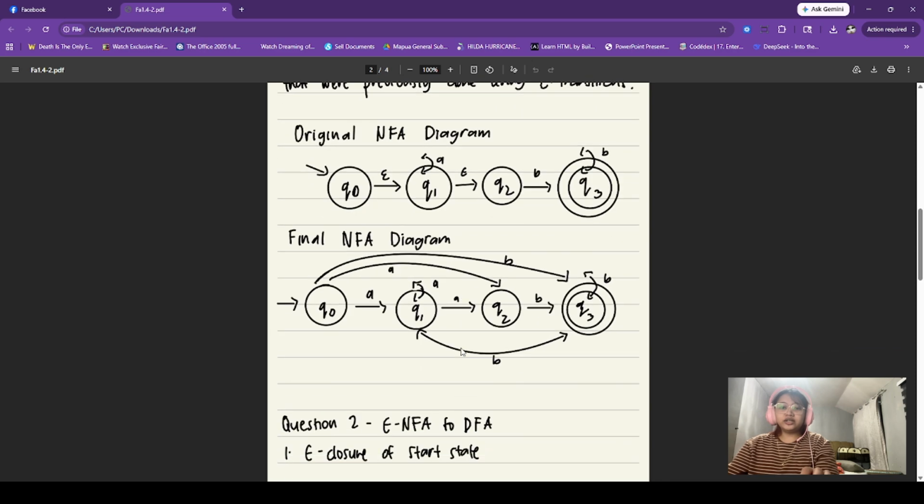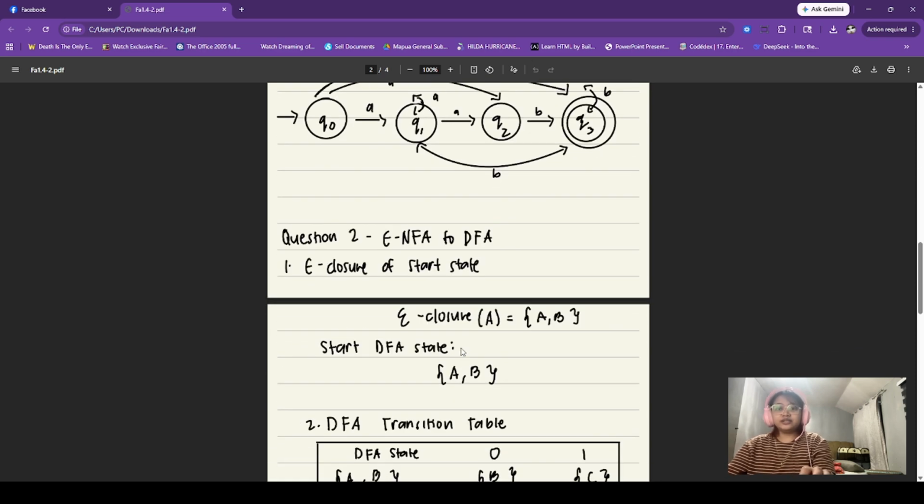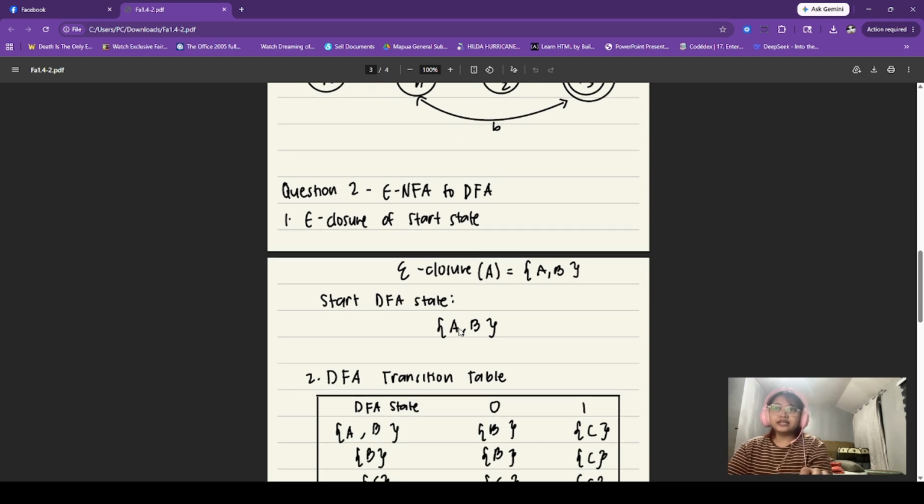For question 2, we are asked to convert the epsilon NFA into a DFA using subset construction. First, I computed the epsilon closure of the start state, which is A, and the epsilon closure of A is A and B because A has an epsilon transition going to B. So this becomes the start state of the DFA.